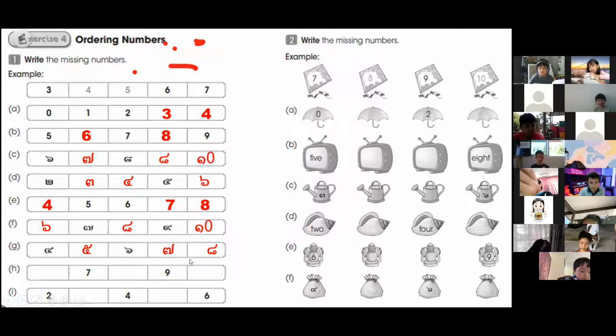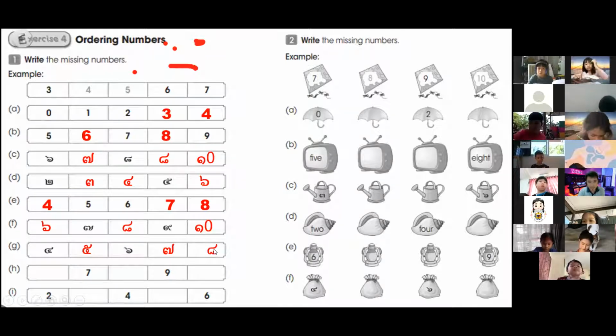Is this correct? I'm sorry, I think I changed the number here. Let me see first. Okay, 4, 5, 6, 7. Yeah, this is number 7, and this is number 8, right? Number 8.